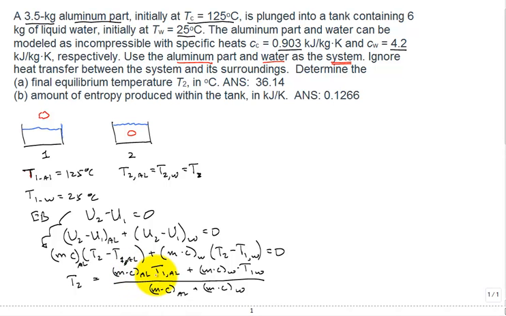So what I like to do is go ahead and compute what is the mass times the specific heat for the aluminum. Well, it was a 3.5 kilogram part, and the specific heat was 0.903, and so that mass times specific heat comes to 3.161.